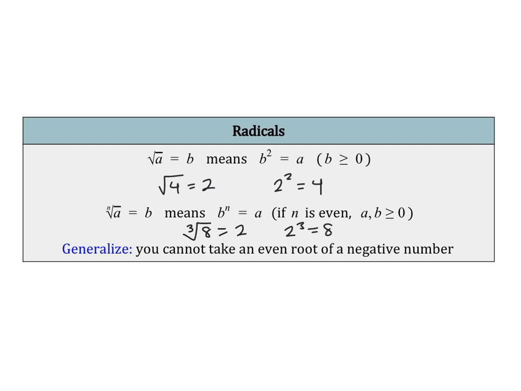Now, of course, if n is even, if you're taking an even root, we know that a and b must both be positive. So that means that you cannot take an even root of a negative number. It's not possible to do. And if you're taking an even root, your answer will always be positive.